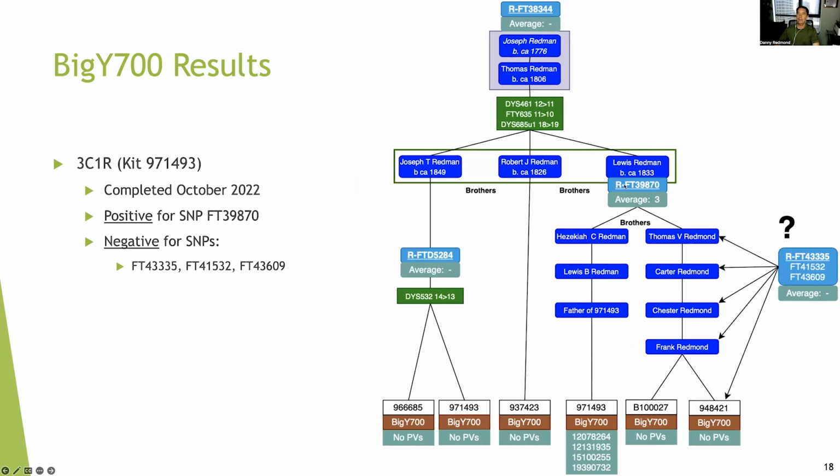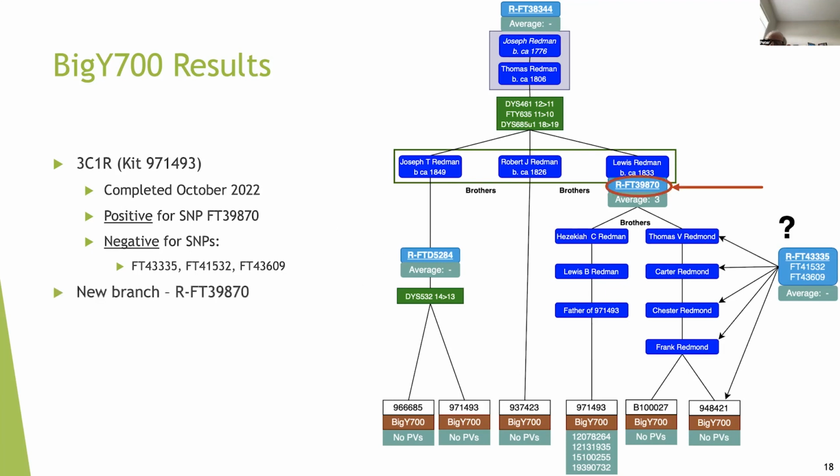And I kind of go back, remember, we know that Thomas, Lewis's father, did not have that SNP, because if he did, he would have passed it down to Joseph and Robert. So we know for sure that Lewis is the person that generated that SNP. And again, my cousin here was negative for these 3, which I would assume because he doesn't descend from Thomas or any of my line. He descends from Hezekiah, which is the son of Lewis. Does that make sense? Yeah.